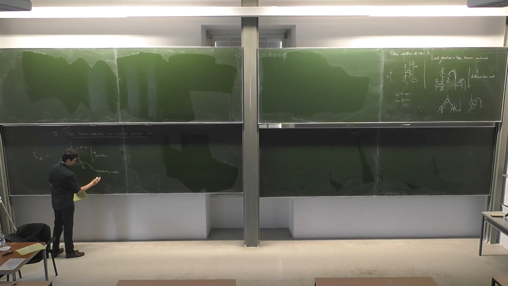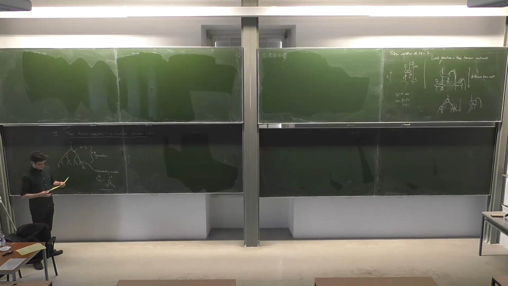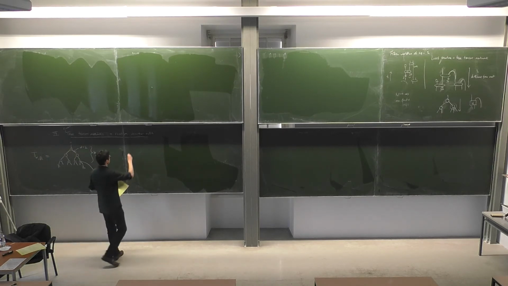T alpha mu lambda. Would you say what random means, or is it irrelevant? Yeah, so we draw these T's from some distribution.